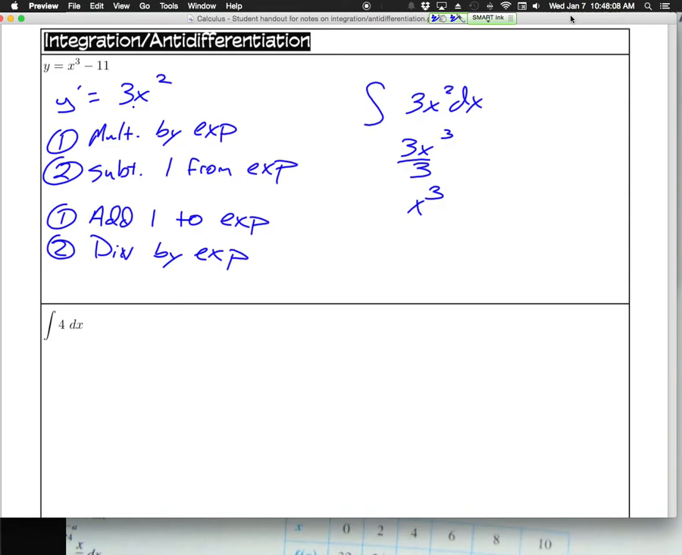So what's missing? The 11 is missing. So whenever we find an antiderivative, we're going to put a plus c out there when I'm dealing with an indefinite integral. Okay? Because what does the c represent? A constant. Eventually, down the road, they're going to give me enough information to find that missing constant. But right now, when we find an antiderivative, we're just going to put the plus c on there. That way, we're showing that we understand that there is a possible constant.